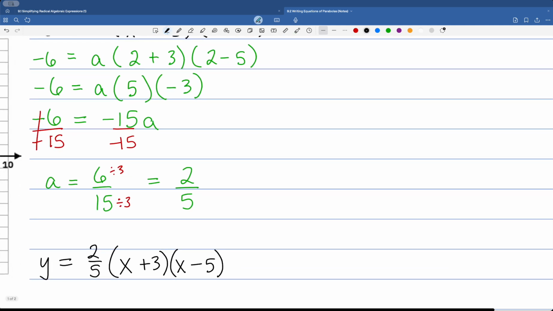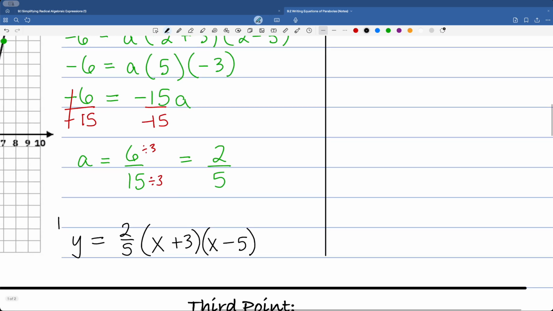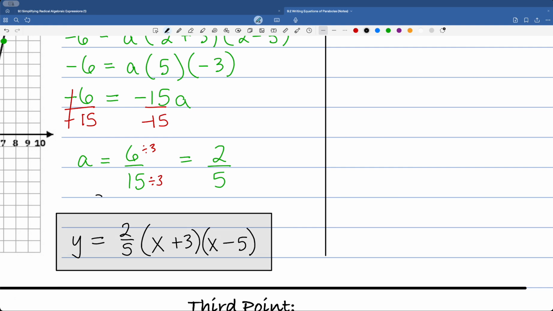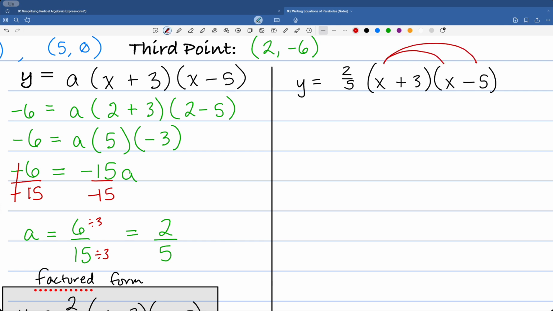Now, the next step is to take this equation and rewrite it in standard form. So here, I'm going to pull this over to the side. We now have this in factored form. So this equation's good. Then we have standard form that we need it in. So we're going to take y equals 2/5 times x plus 3 times x minus 5. We're going to FOIL this part.